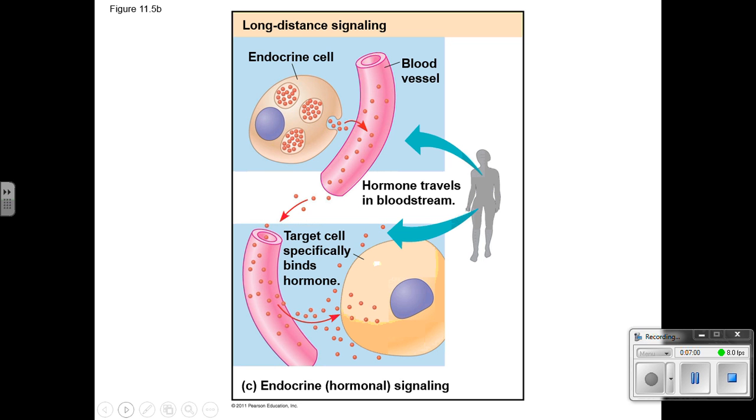So here's an example where the hormone travels in the bloodstream. The hormone is packaged and it's excreted out of the cell. So this is an ovary cell. And it's going to get into the bloodstream, and then it's going to travel to whatever target cells it needs to go to, which may be more than one thing.